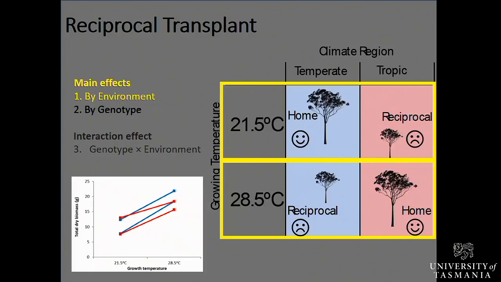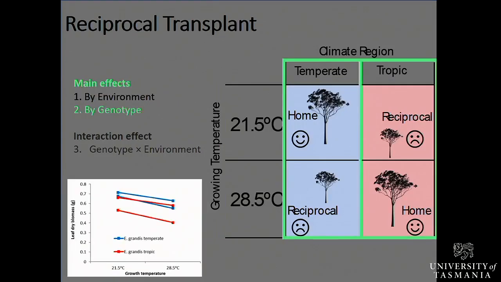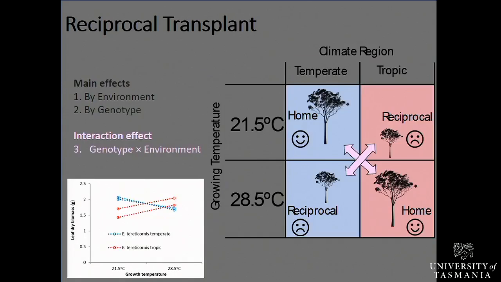So phenotypic plasticity: we can compare everything grown at 21 degrees versus everything grown at 28 degrees. We can look at the genotype by making the opposite contrast, comparing all the temperates grown in both environments versus all the tropics grown in both environments. Lastly, we can figure out if there's a genotype-by-environment signature by comparing the two homes, the 2 happy trees versus the 2 unhappy trees.